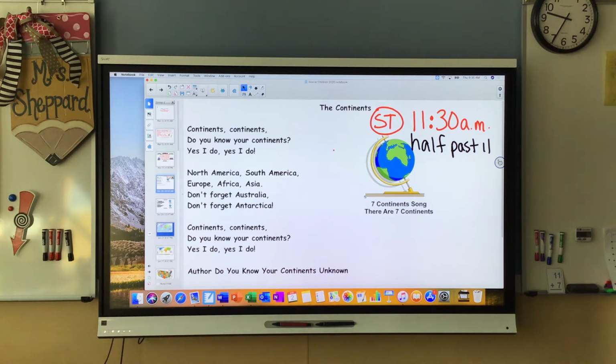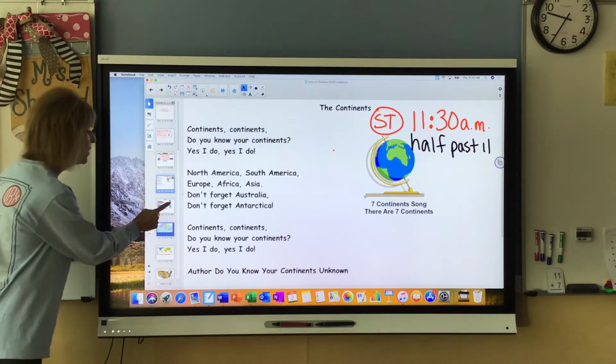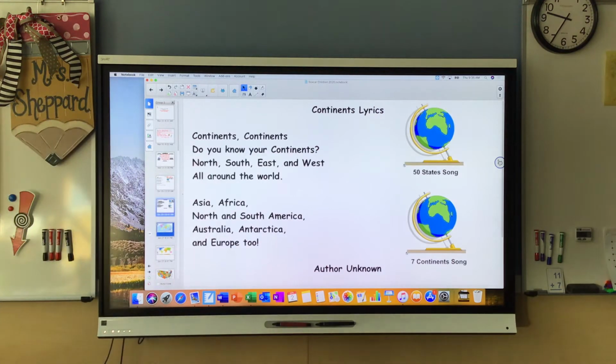The continents. Continents, continents. Do you know your continents? Yes, I do. Yes, I do. North America, South America, Europe, Africa, Asia. Don't forget Australia. Don't forget Antarctica. Continents, continents. Do you know your continents? Yes, I do. Yes, I do. Do you know your continents? North, south, east, and west, all around the world.